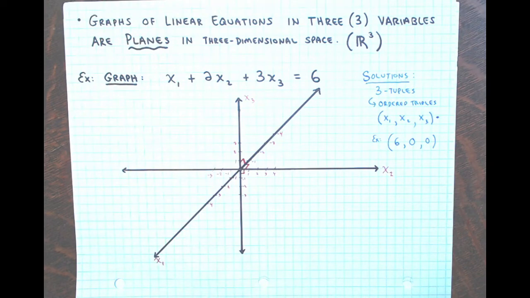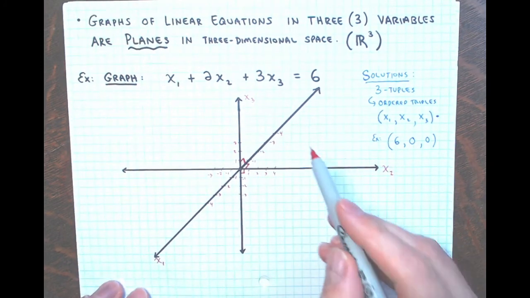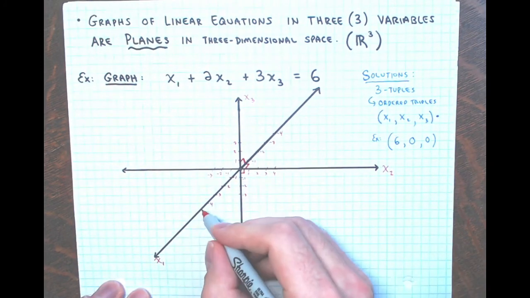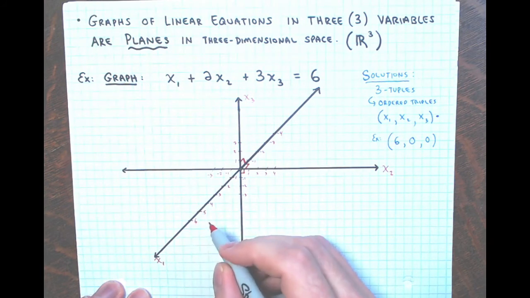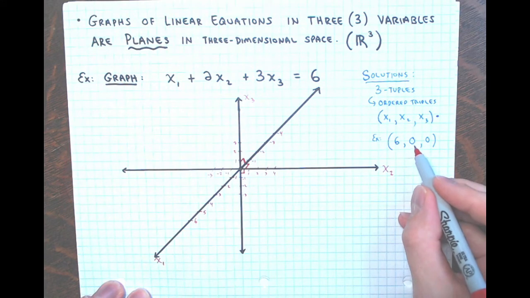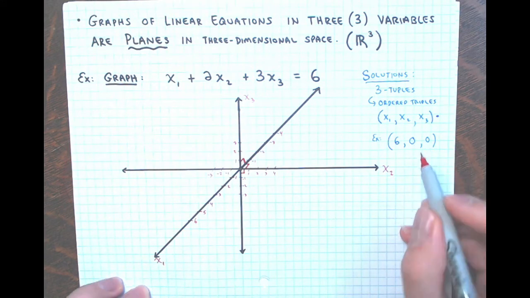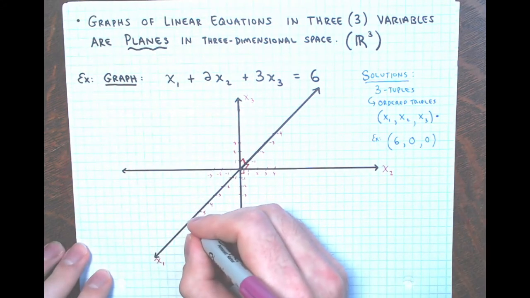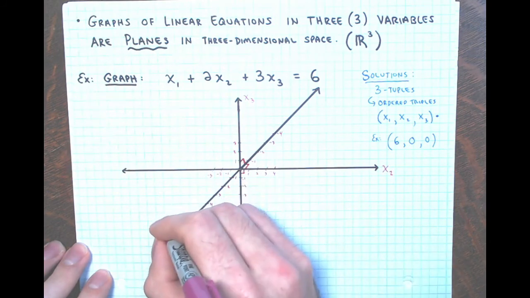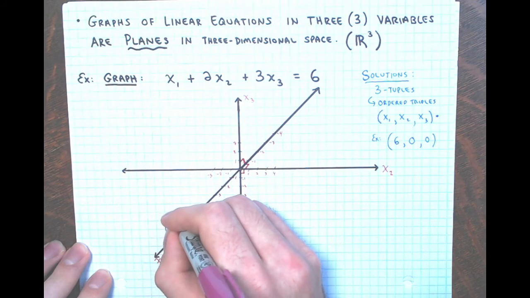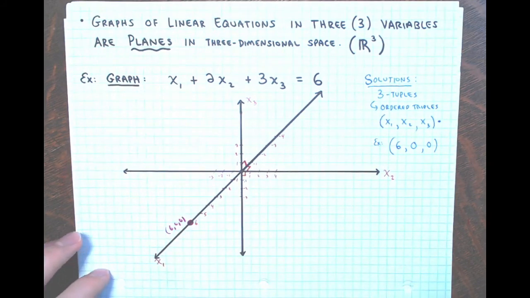So that's 6 on the x1 axis. Remember, I was coming out of the page. So there's 4, 5, 6, 6 on the x1 axis, and then I'm not moving in the x2 direction or in the x3 direction. So this is on the x1 axis here. So there's the point (6, 0, 0) that I just labeled right here.